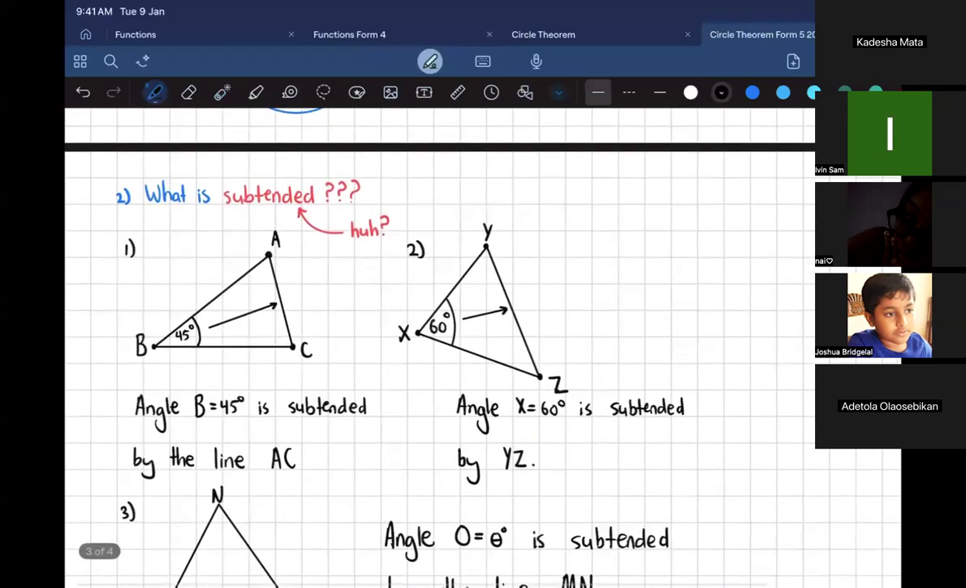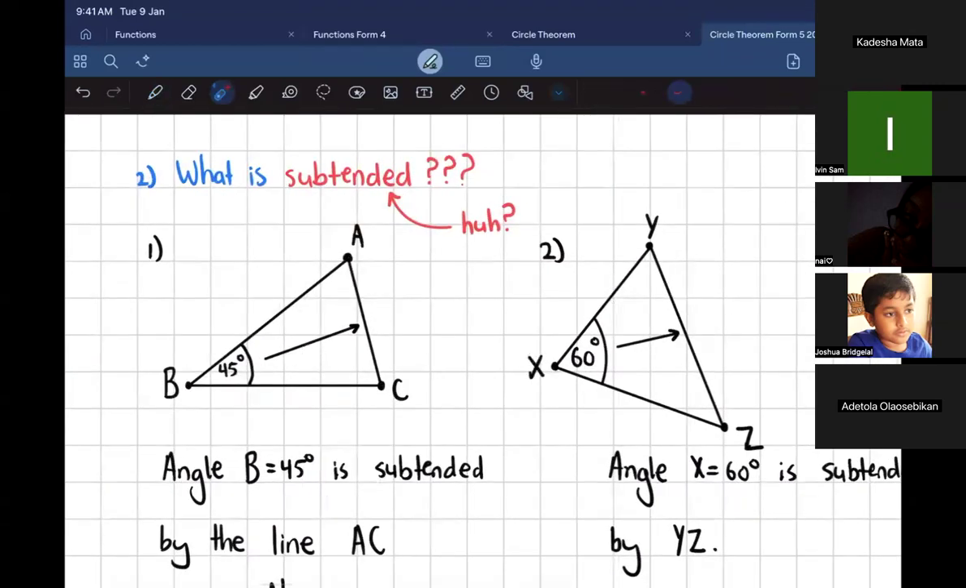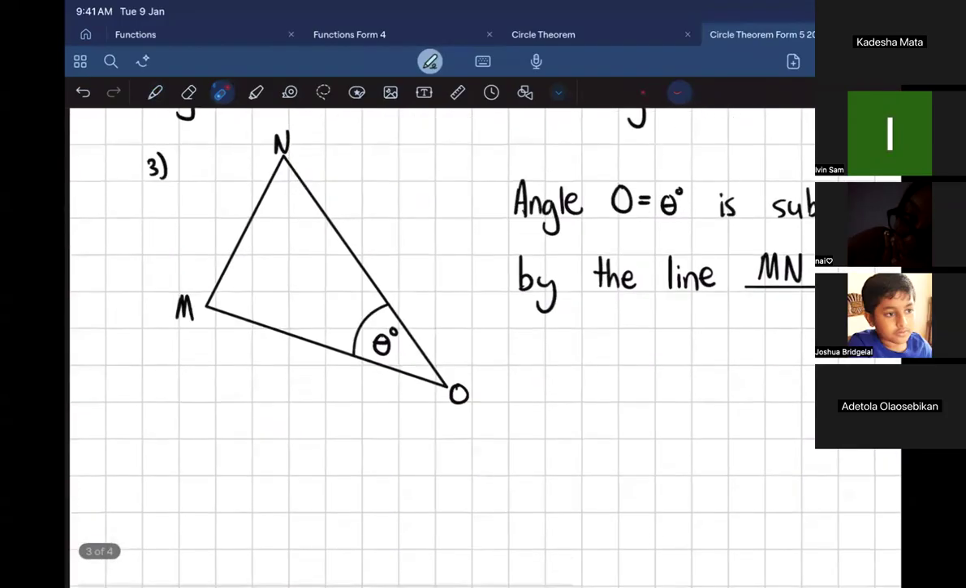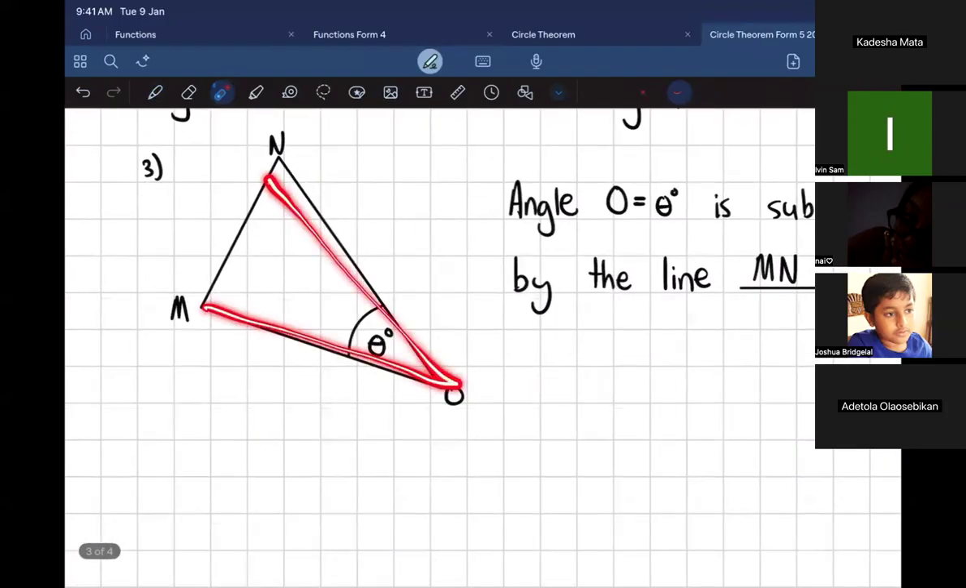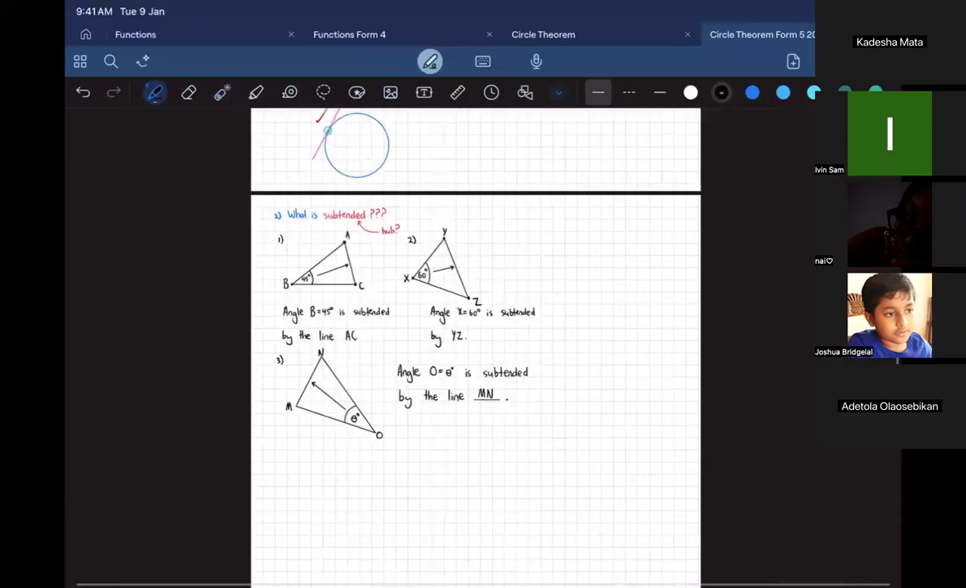You could also think about it as it's standing up on the line. So Sky, think of these two things as legs. What is it standing up on? AC. Think of these two as legs, YZ. These two as legs, MN. Three ways you could look at it. Okay, sir, understandable, nice.